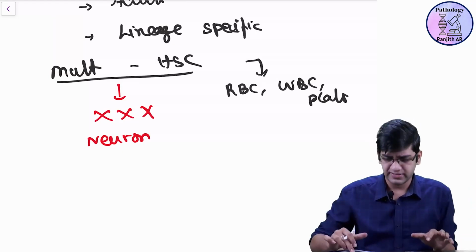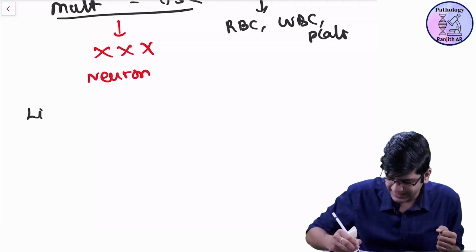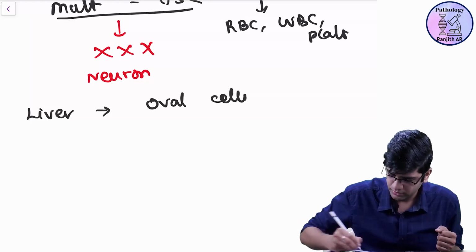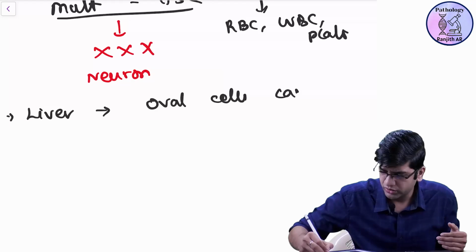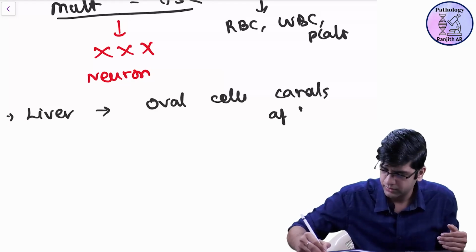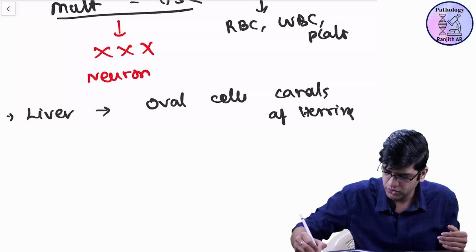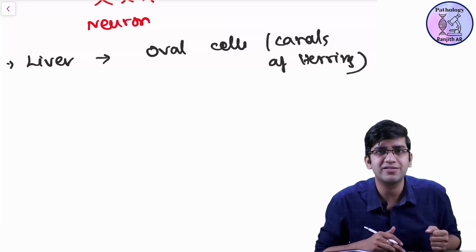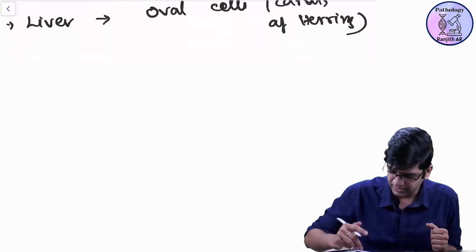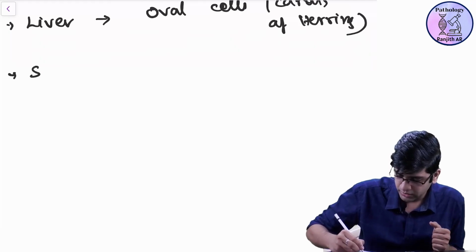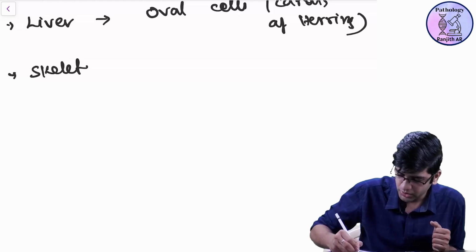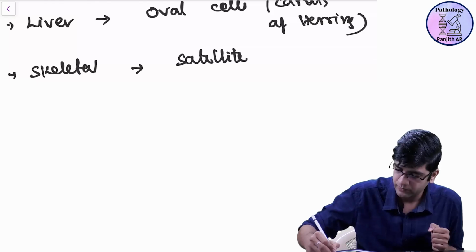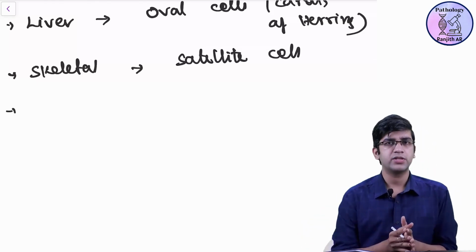Most of the adult stem cells are multipotent. We have stem cells in different places in our body. Just give a few examples. In liver, we have stem cells, we call them as oval cells. We have them, I think, in a place called as canals of Hering. We just now saw in your skeletal muscle, what are cells called as? Perfect. Satellite cells. They are also adult stem cells.